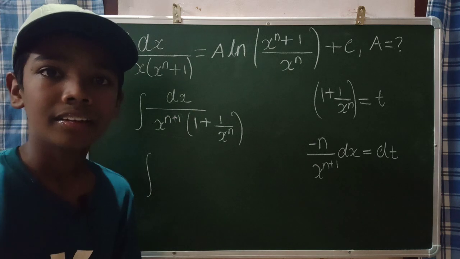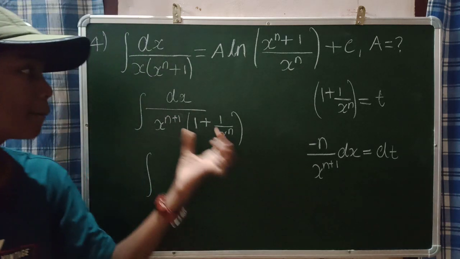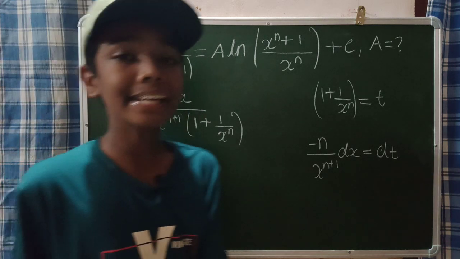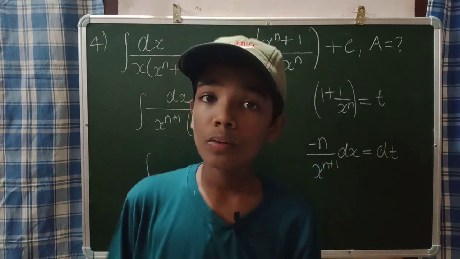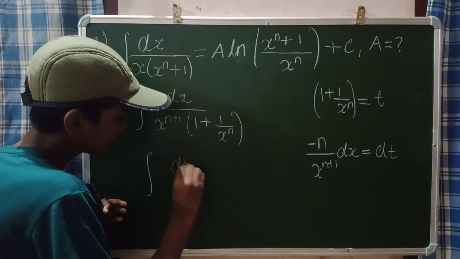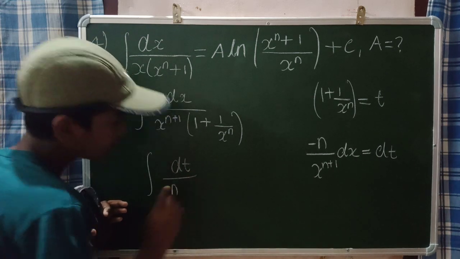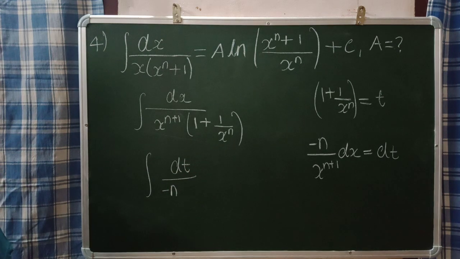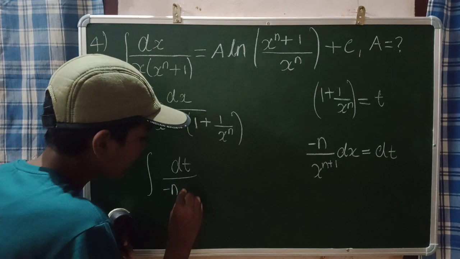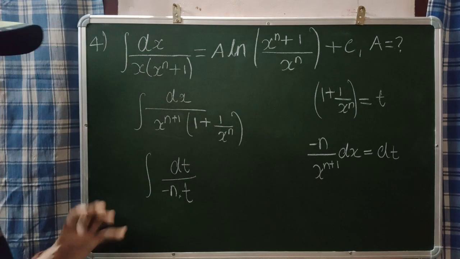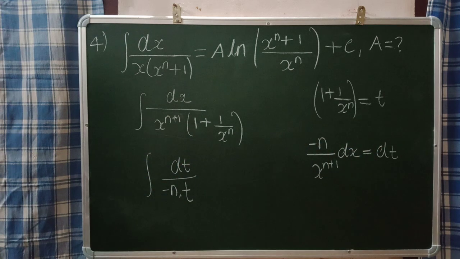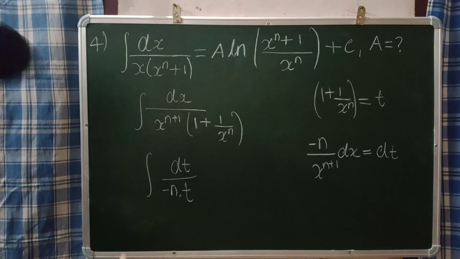Now I am correct. If I divide dt by minus n, I get this form of expression, which is dx divided by x^(n+1), and that is why I am saying divide dt by minus n, and then only you will get dx divided by x^(n+1). So when you divide dt by minus n, what will you get? dt divided by minus n into (1 + 1/x)^n. And (1 + 1/x)^n is nothing but your t, so I will write it as t itself.